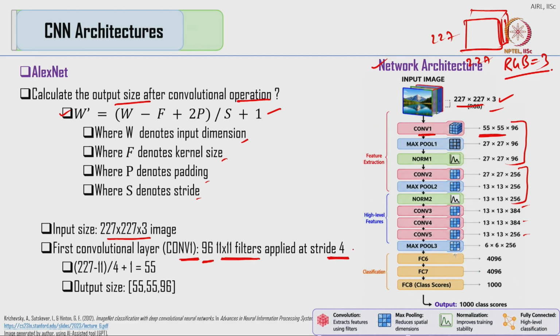Now if we have been given this information, can we calculate the output size of the convolutional layer? Hence the output size is (227 minus 11) by 4 plus 1, which is essentially 55. So the output size of conv1 is represented as 55 cross 55. Now the 96 is essentially the output channel, and this output channel is something that the user specifies.